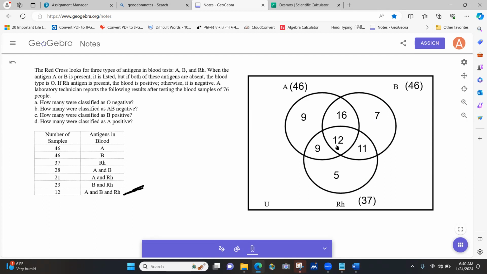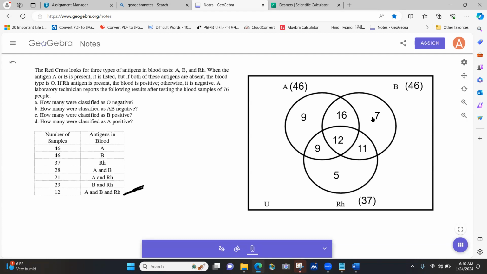9 plus 12 is 21. 21 plus 11 is 32. 32 plus 5 is 37. So this circle is 37. Of course, I knew that, right? But I wanted to check just to make sure my math was fine. This is 37.